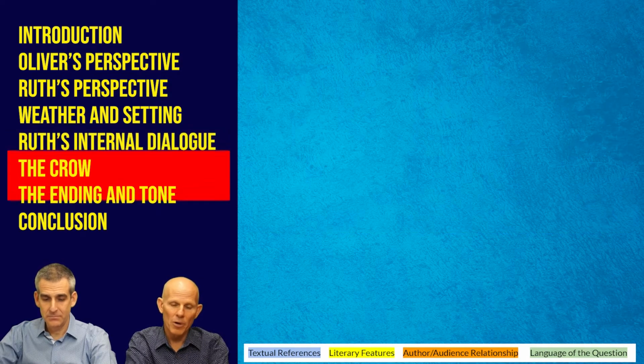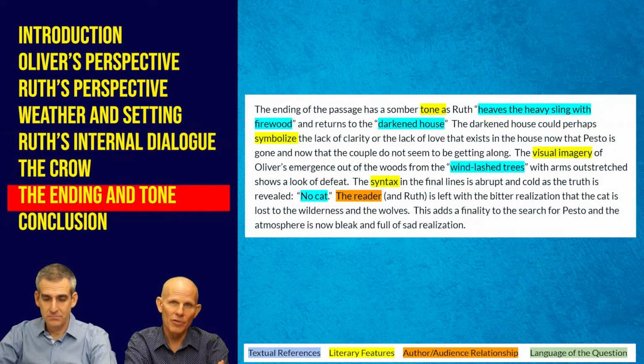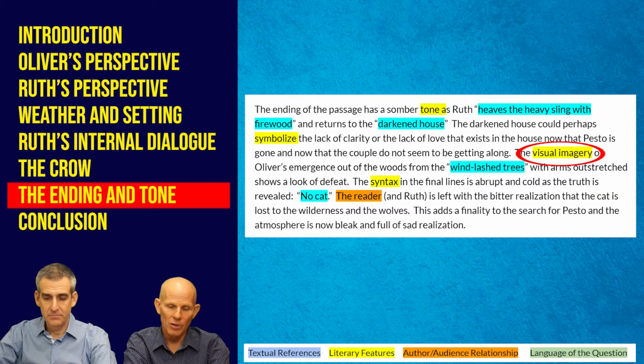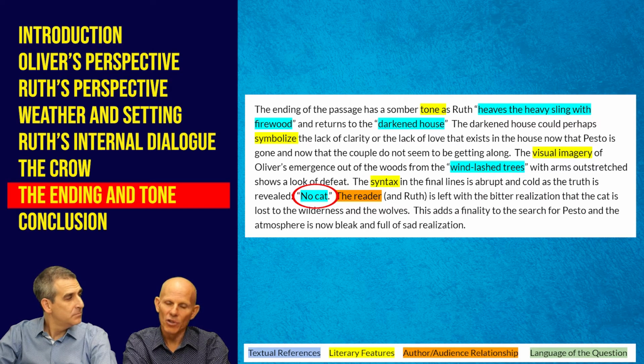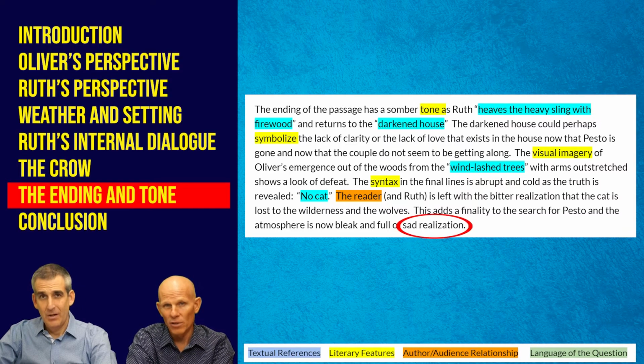And then the final body paragraph is looking at the ending of the passage and the tone that the passage brings out. And again, just the imagery of Oliver coming out of the forest without the cat, and how important that was. Now the tension is still quite bleak, but they realize that Pesto's gone, and that sad realization is how the writer ends that body paragraph.